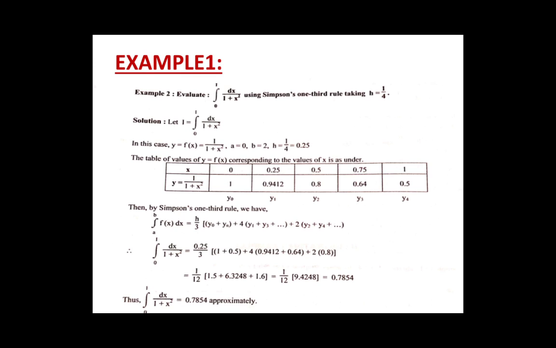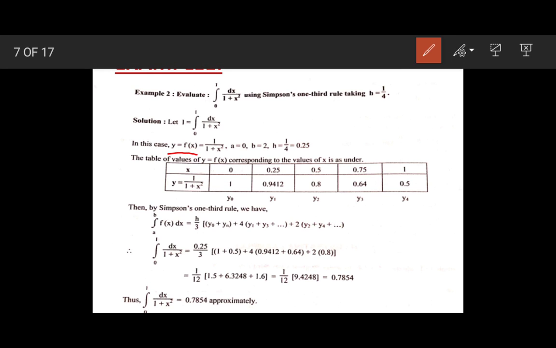So here f of x, or y, is given as 1 upon 1 plus x square. Here a is 0, b is 1 and h is given as 1 upon 4, that means 0.25. Now x values will start from a, meaning 0. Then we increase this value by 0.25: 0 plus 0.25, then 0.25 plus 0.25, then 0.5 plus 0.25, and so on. Then y is equal to 1 upon 1 plus x square.